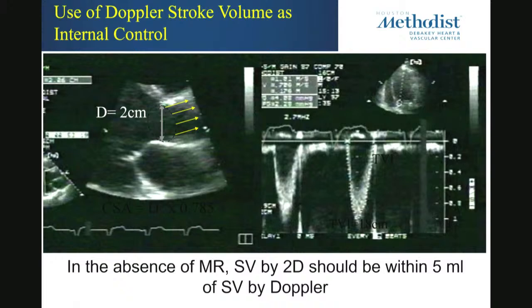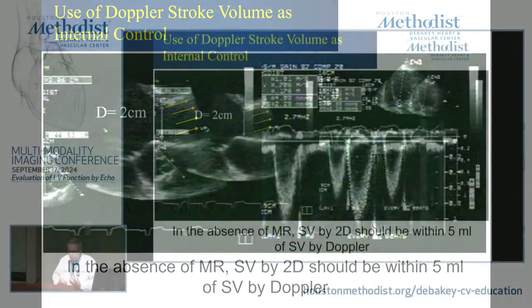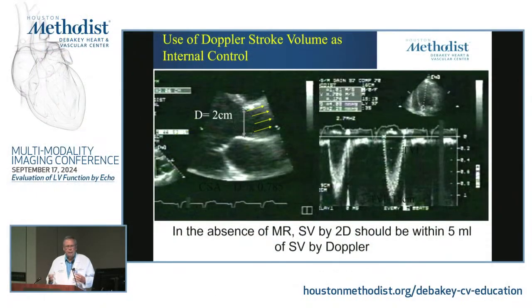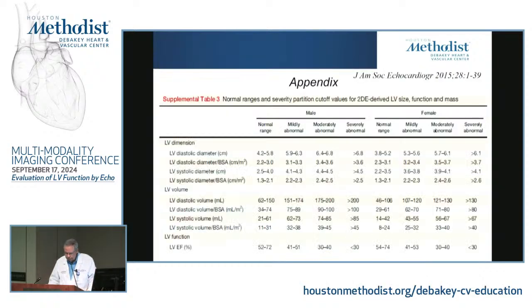How do we know that we have some accuracy? Well, if the patient does not have significant mitral regurgitation, then the stroke volume by Doppler should be similar to the stroke volume by 2D. And that is our internal control that gives us an idea. You like to be as much as possible within 5 cc's. So if you have 75 in one and 72 or 71 or 70 in the other, you're okay, you're in the ballpark. But if you have 75 in one and 55 in the other, one of the two has a problem. You don't know which one, it could be the Doppler, but there is a problem and you need to go back and recheck.